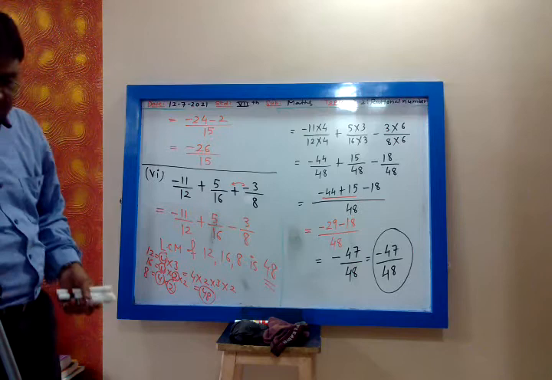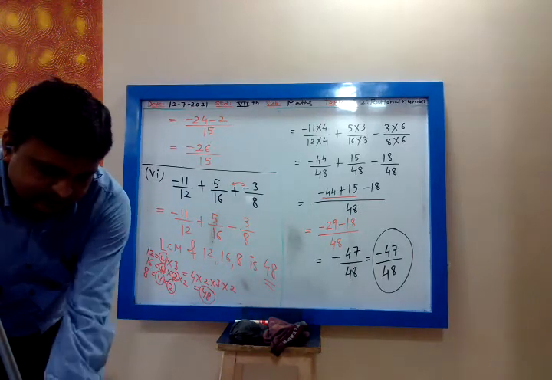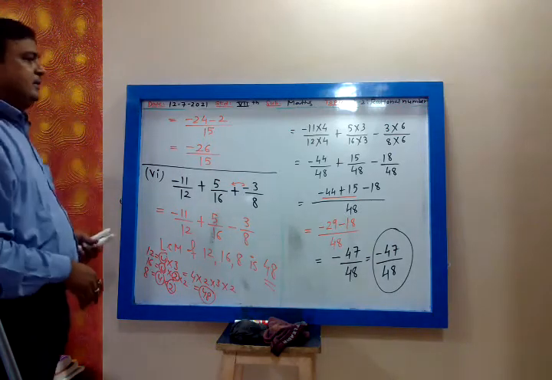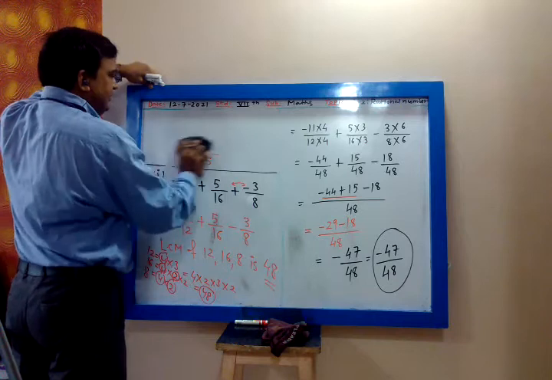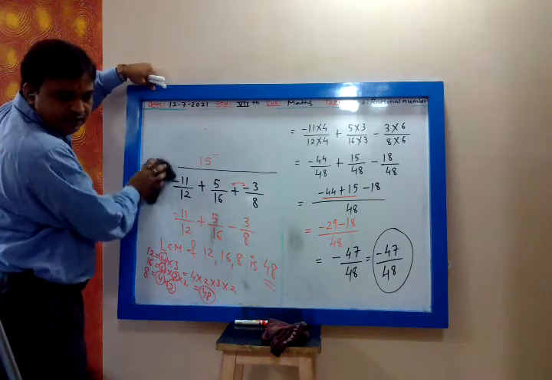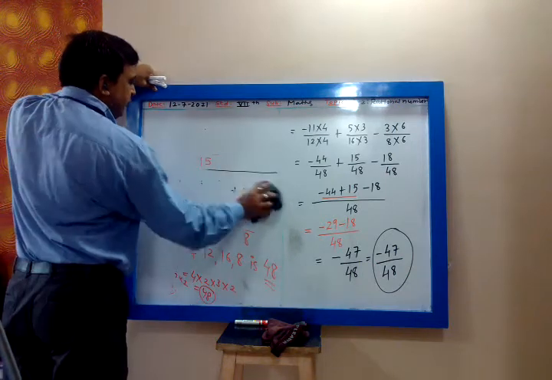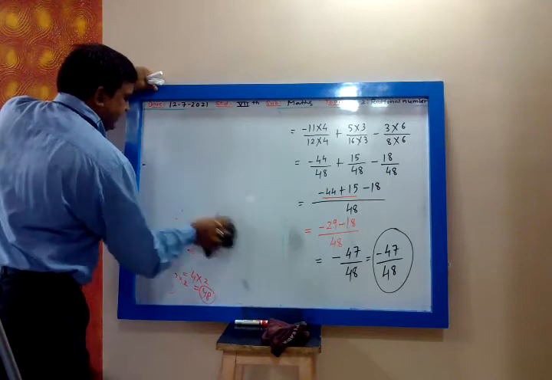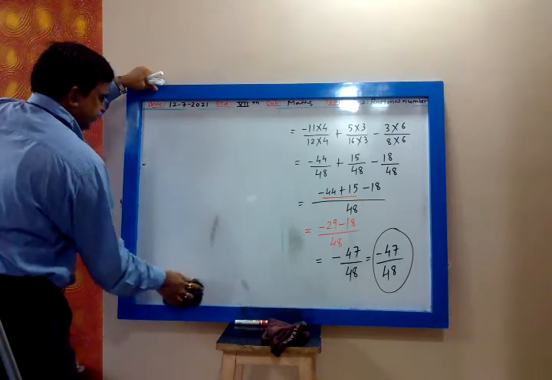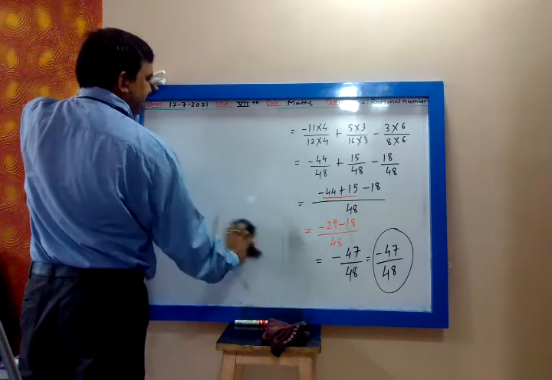So whenever denominators are not the same, you have to make the denominators equal by taking the LCM of the denominators. So we have completed the third part. Now the fourth part is the same as the third part. So the fourth part I am going to give as homework. So let me write all the questions, then we will see.